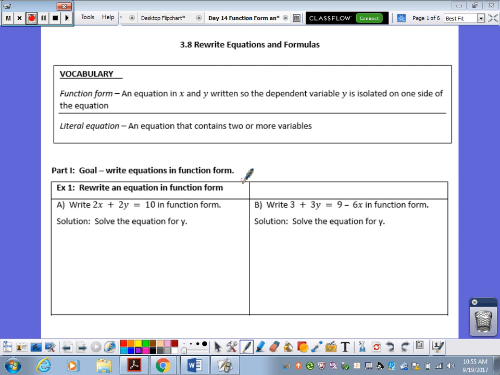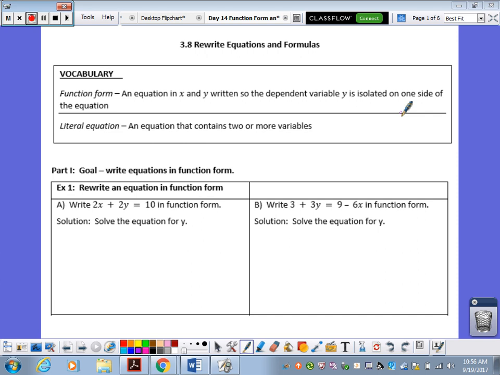Today we're going to be working on section 3.8 out of our textbook. It is called Rewrite Equations and Formulas, but it's also known as function form and literal equations. If you look at your vocabulary, it says that function form is an equation where x and y is written so that you're rewriting it so that the dependent variable y is isolated on one side of the equation. So your goal is to solve for y and everything else on the other side.